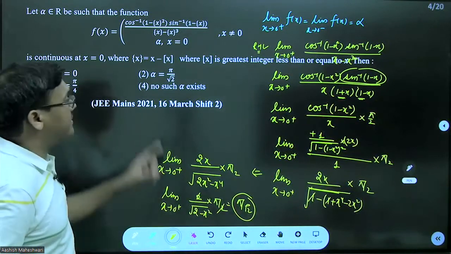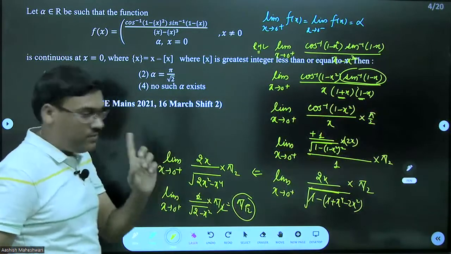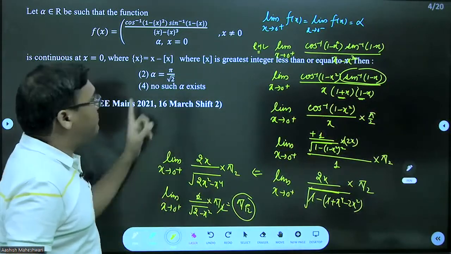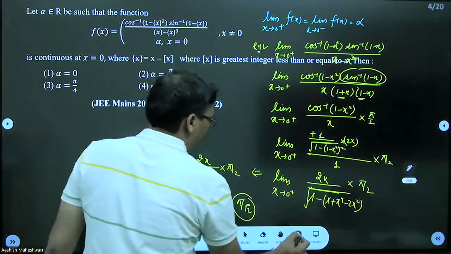So the limit as x approaches 0 plus for this function is pi by 2. So now only one part is done. Now this is our RHL. Now we will find the LHL, so let us check it separately.